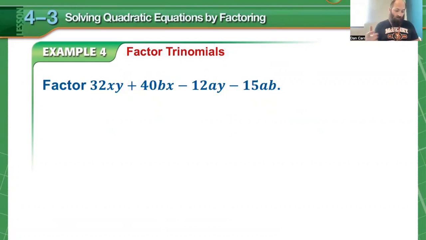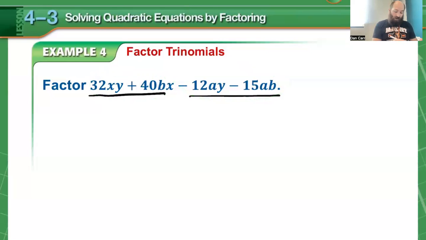Before we do that, let's start with one more factoring example. It says factor trinomials, but that's not what we have here. Just like we did on the previous day, if I have 4 terms, we can do this as a factor by grouping. Meaning, I'm going to look at what GCF I can take out of these first two terms, and then look at the GCF of the last two, and let's see what happens.